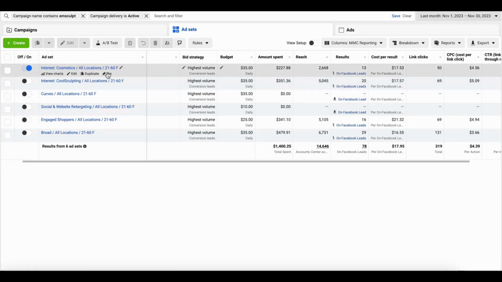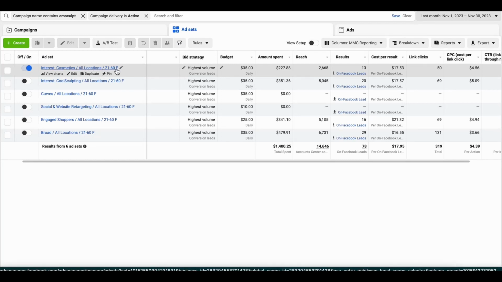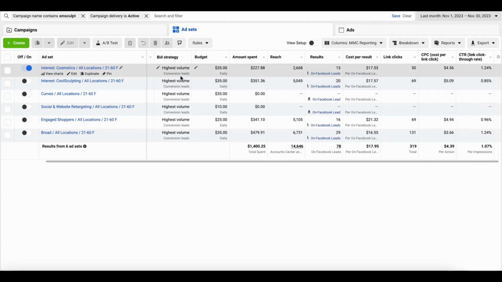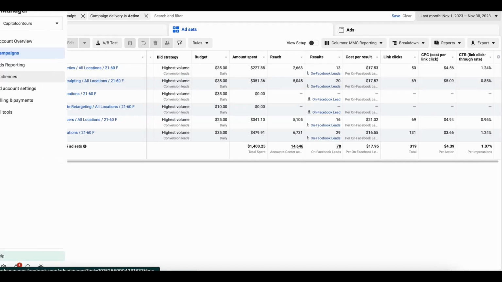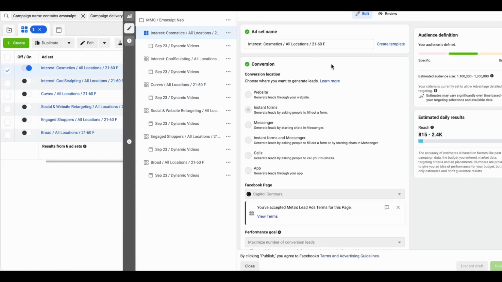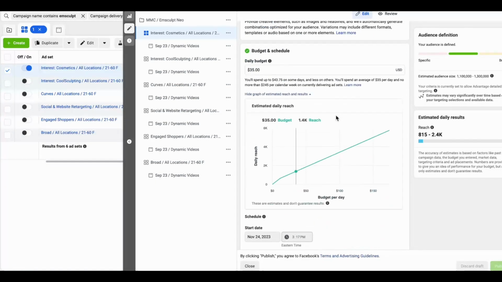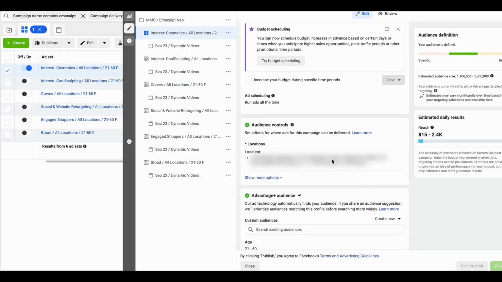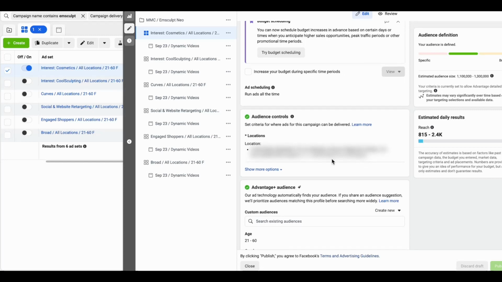So if we jump into one of these, we can see that this particular one, which is a cosmetics interest, we're targeting all their locations, and it's 21 to 60-year-old females. It's had 13 leads that came in for that time period at $17.50 per lead. So jumping into this ad set, we'll just have a look at the different audiences that we are targeting here. So we're spending $35 a day on average on this particular one. We're targeting around a 17-mile radius from their practices. Once again, they have 4 different practices that they are taking patients out of, so that encompasses all of them.